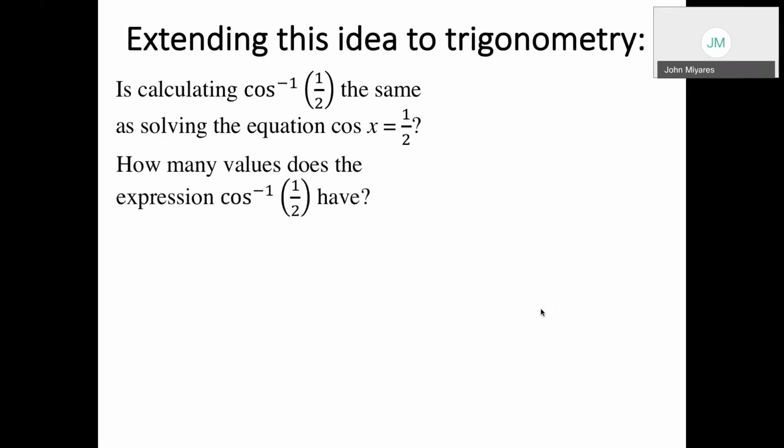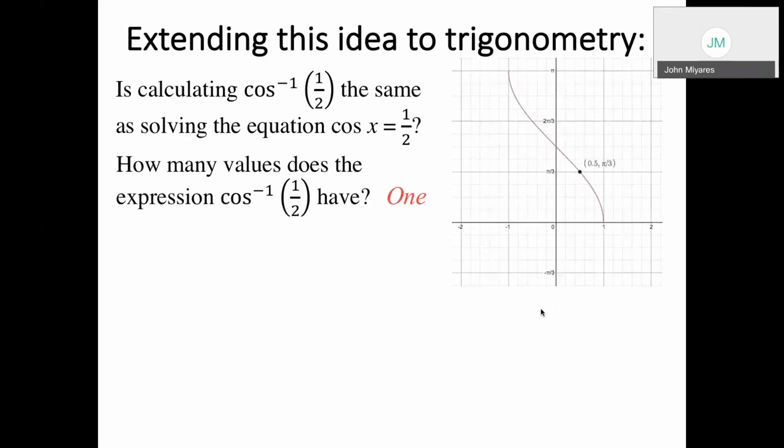Starting more simply, how many values does the expression inverse cosine of 1/2 have? I would hope that you would tell me 1, because just like with the square root graph, the inverse cosine graph has a very restricted range. We said that if you're going to take the inverse cosine of a positive number, the answer you will get has to be some angle between 0 and pi radians, or between 0 and 180 degrees.